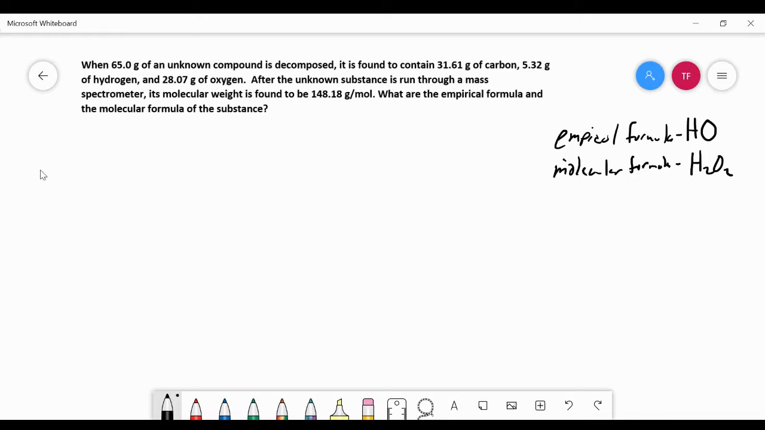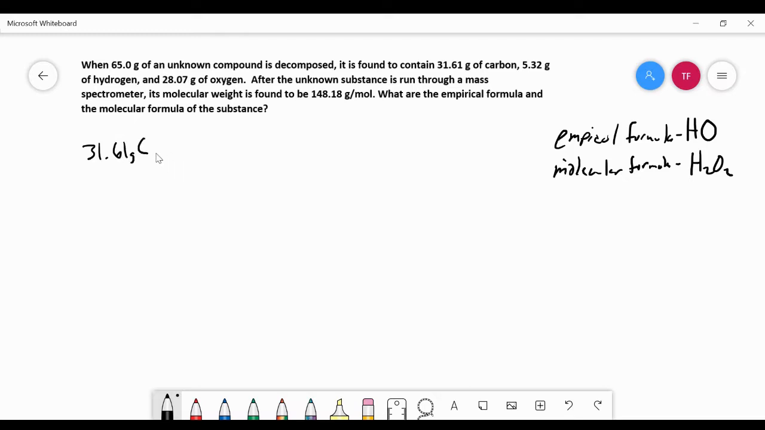First, we're going to calculate the empirical formula. The empirical formula of the substance tells you how many moles are bonded to how many moles. In hydrogen peroxide, there's 1 mole of hydrogen for every 1 mole of oxygen. So formulas are always mole ratios, which means we need to convert our grams into moles. That's got to be our first step: to convert each one of these grams of elements into moles of the elements.